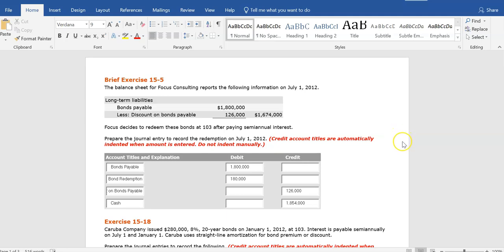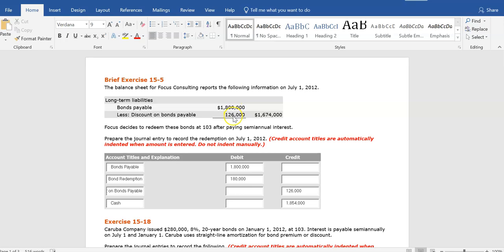Right, let's work through a few problems related to bonds. These are long-term liabilities. Bonds are another way for a company to raise cash when it's needed for operating purposes. So looking at this first one, the balance sheet for Focus Consulting reports the following information.